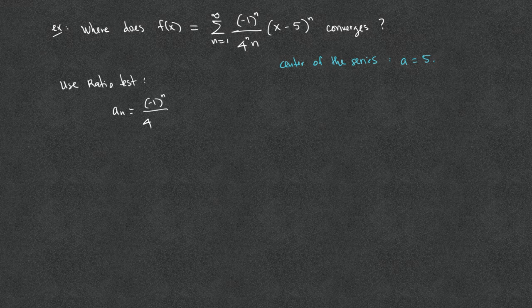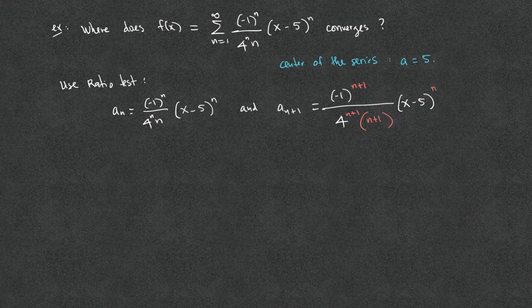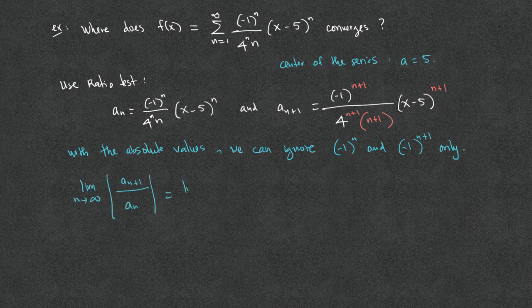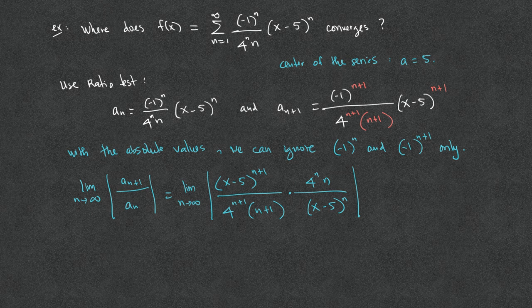a sub n is (-1)^n over 4^n times (x minus 5)^n. For a sub n plus 1, we replace n with n plus 1. With the absolute values, we can ignore the factors (-1)^n and (-1)^(n+1). Using the ratio test, the limit of the ratio a sub n plus 1 over a sub n, we multiply by the reciprocal. Note that we ignore the factors already. (x minus 5)^(n+1) is (x minus 5)^n times (x minus 5).